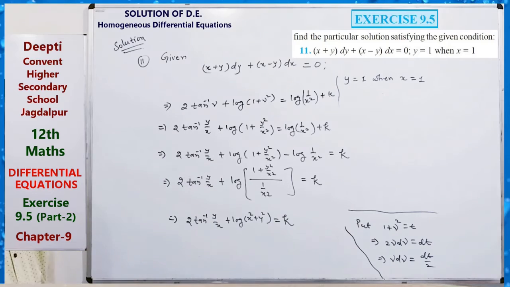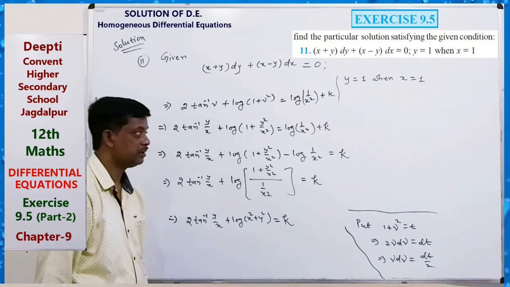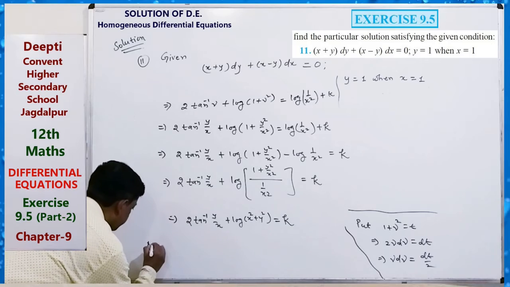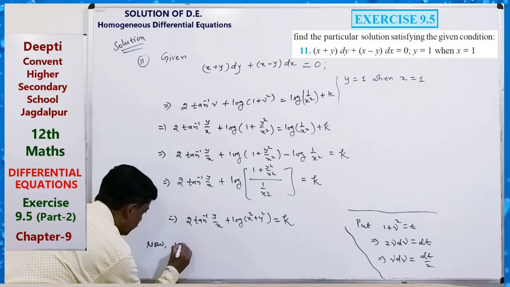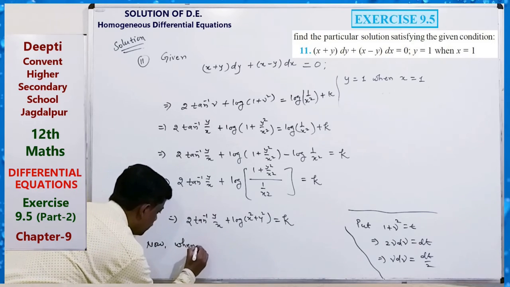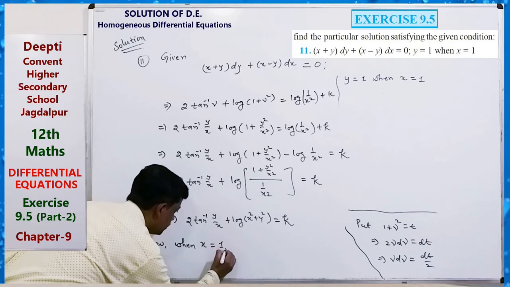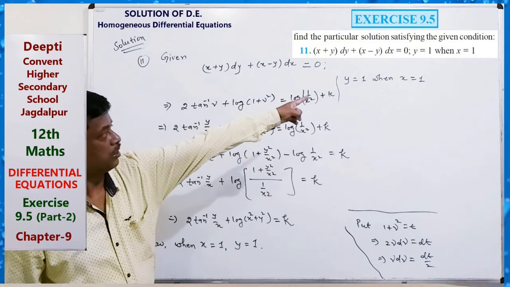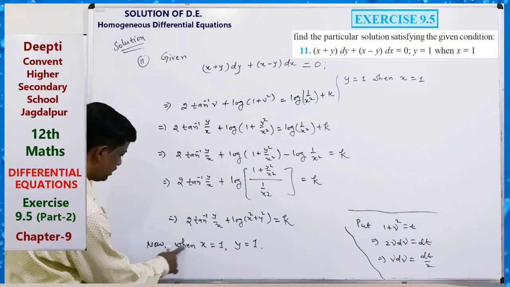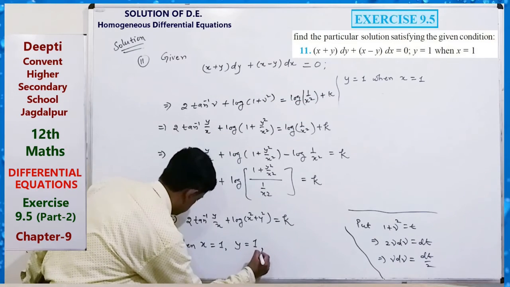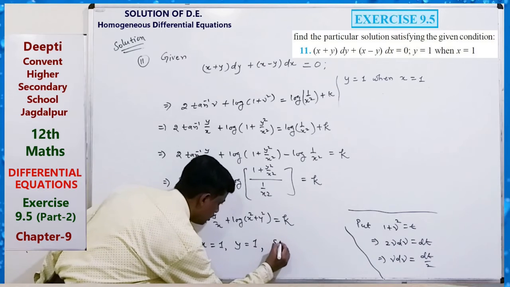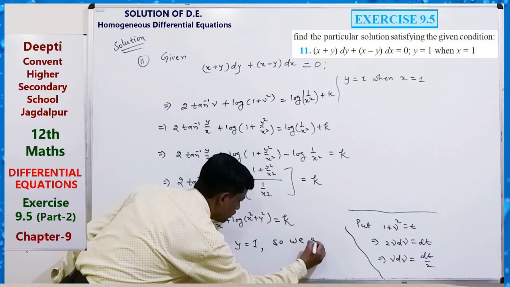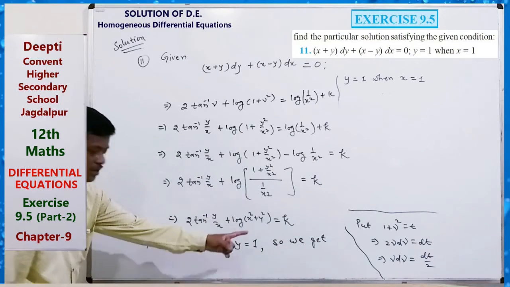This is the solution, general solution. Okay, this is general solution. Now, when x equals to 1, y equals to 1. Y equals to 1 when x equals to 1. Now when x equal to 1, y equal to 1. So we get x and y 1.